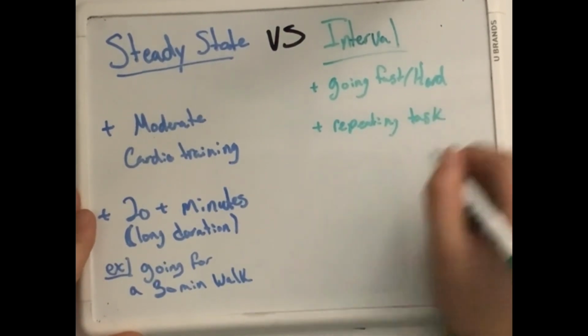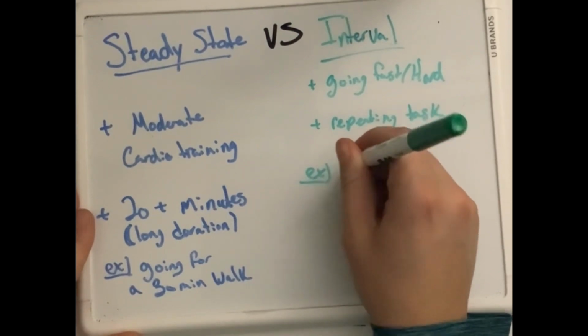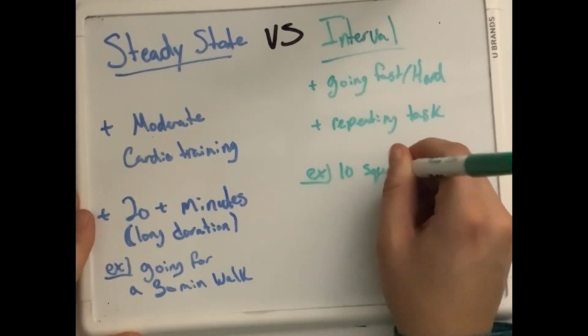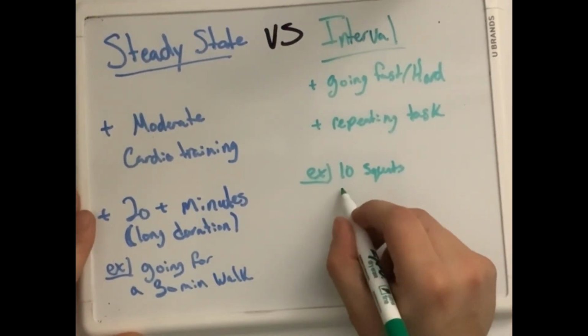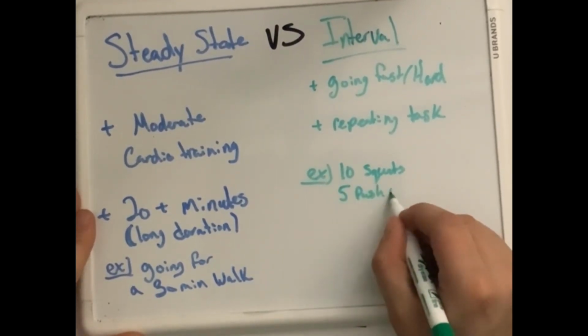This would be no more than like 30 seconds in this stage. Then you go back to the top and you restart. So that would be interval. It's kind of like a circuit or repetitive movements.